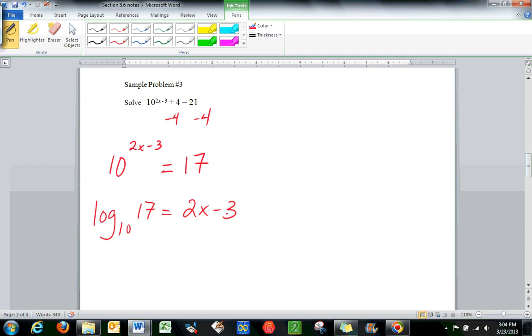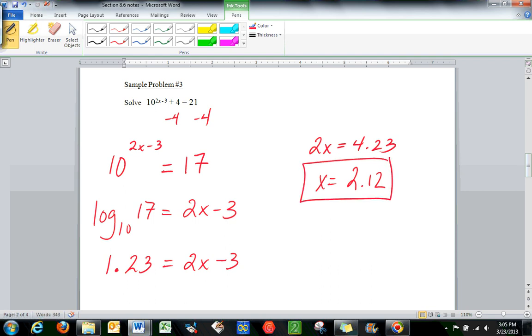Now, this is a little different because our exponent was not a variable by itself, but an expression. So now I need to use my calculator to get a decimal form of that log. And now I can simply use basic algebra to finish this problem. So 2x is going to equal 4.23, and then x is going to equal approximately 2.12. Okay, so those are two examples of the exponents being changed to logs, and you can see how you have to use your calculator to finish some of these problems.